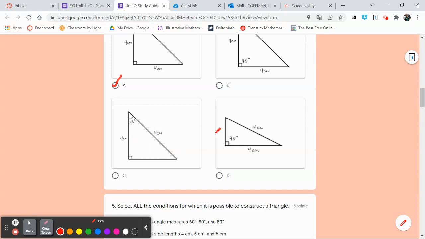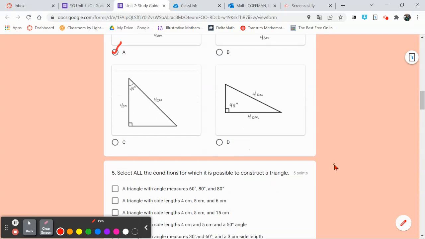All right, on to D. Oh, they did it again. They labeled this mark that tells us it's a right angle. They labeled it 45 degrees. So nope. So it's A. We were right. All right, let's move on to question 5.